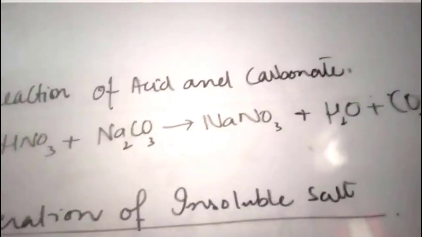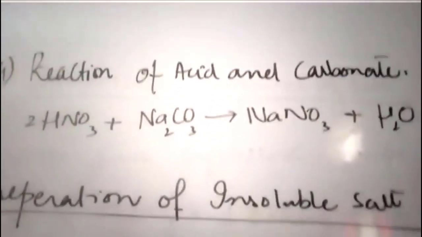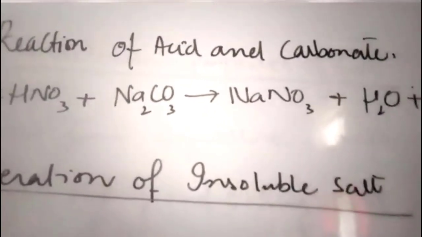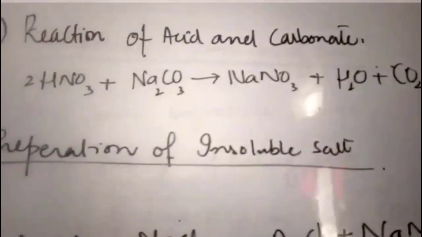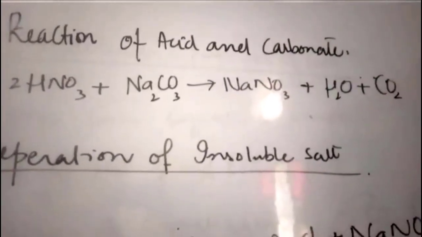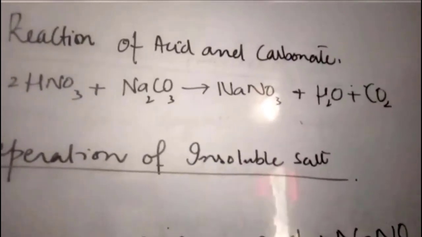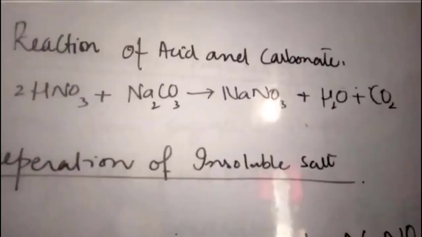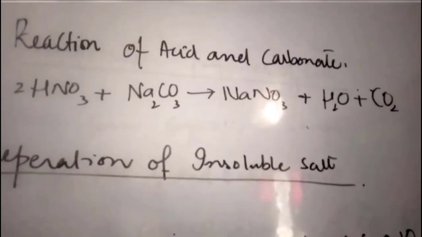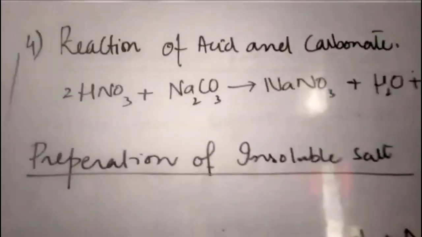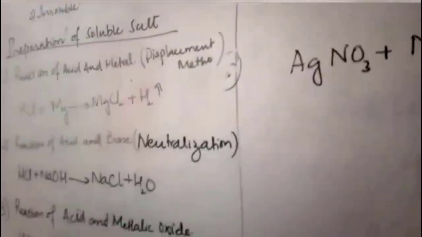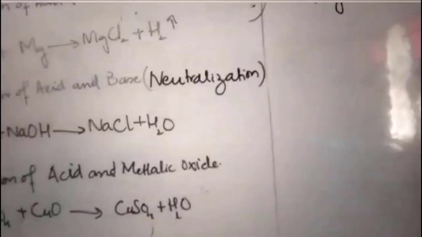The other one is the reaction of acid with carbonates. When acid reacts with the carbonate, it usually forms salt, water plus carbon dioxide. Okay? A very simple reaction we have studied in the properties of the acid. When acids react with carbonates, they form salt, water, and the extra thing is carbon dioxide, which is liberated in the form of gas. These are the four methods for the preparation of the soluble salts, and the salts formed by these methods are soluble in the water.